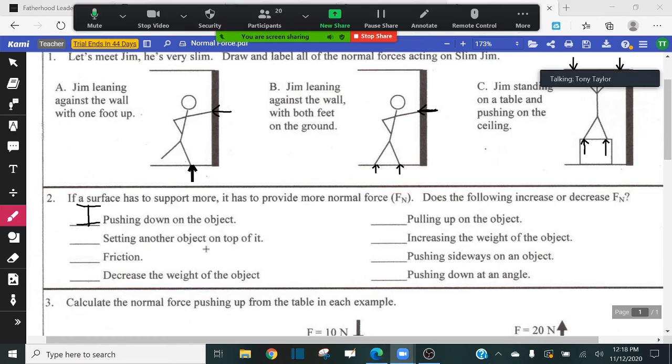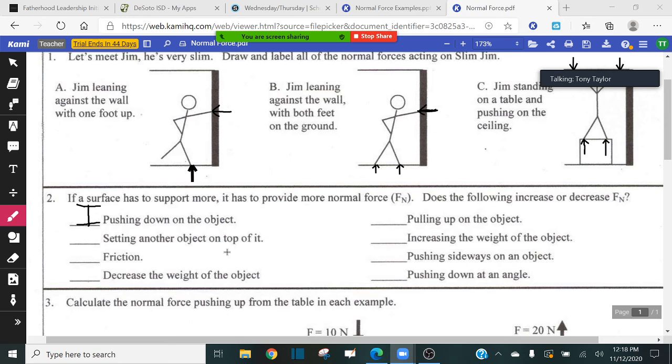What about setting another object on top of it? What would that do to normal force? Would it increase or decrease it? That should be kind of hopefully common sense. Guys, if you set another object on top of it, what is happening to the normal force between the two surfaces?